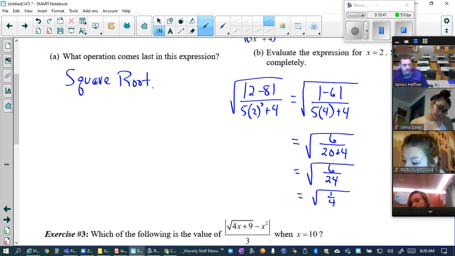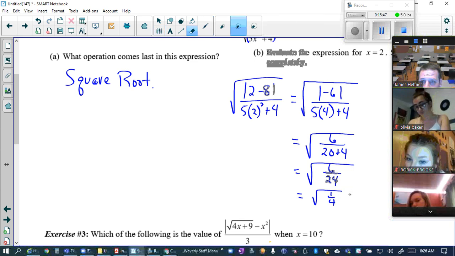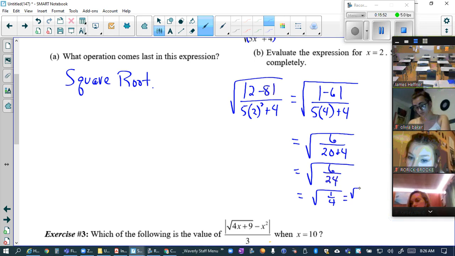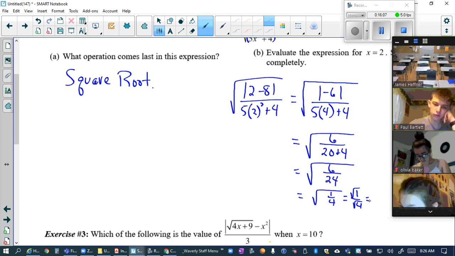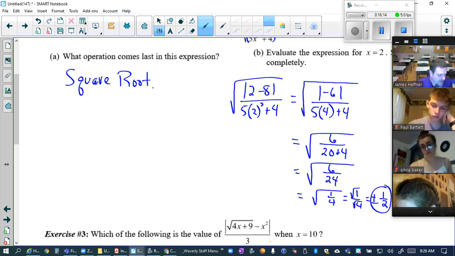I showed you on the previous page. You won't always have to show this, right? But I can break this up now as what? Square root of 1 over the square root of 4, right? What's the square root of 1? 1, and the square root of 4? Is 2, right? So plus or minus 1/2. Okay, so that's your order of operation.